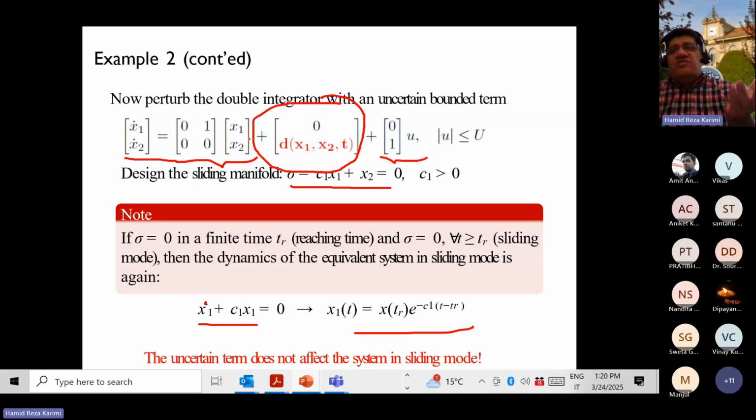So it's very interesting that you can see that x1 dot is equal to x2, and as I showed you before, x2 is minus c1 x1, and you can get this. So what does it mean? It means that this function d doesn't affect the system in a sliding mode, because of the structure of these dynamics.